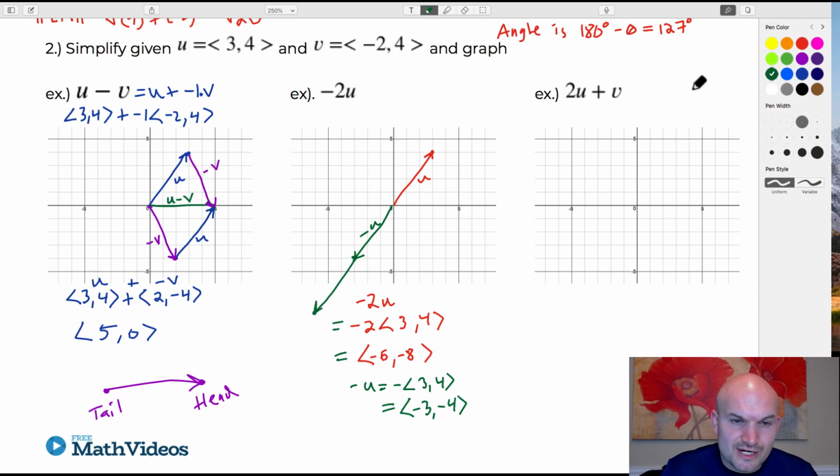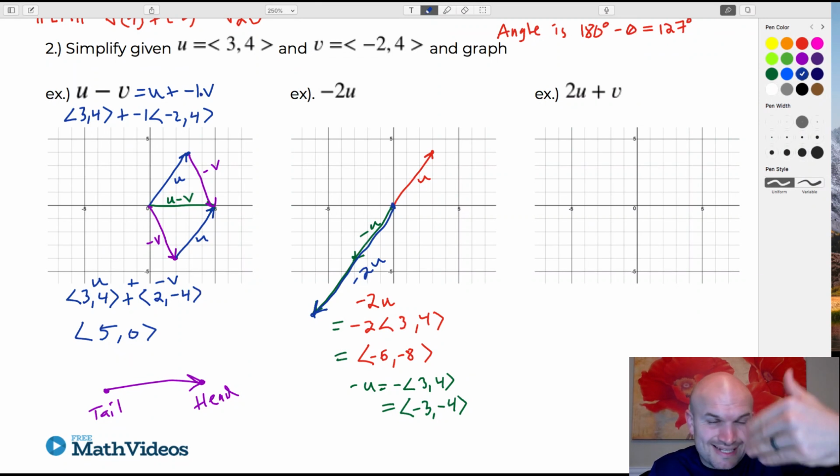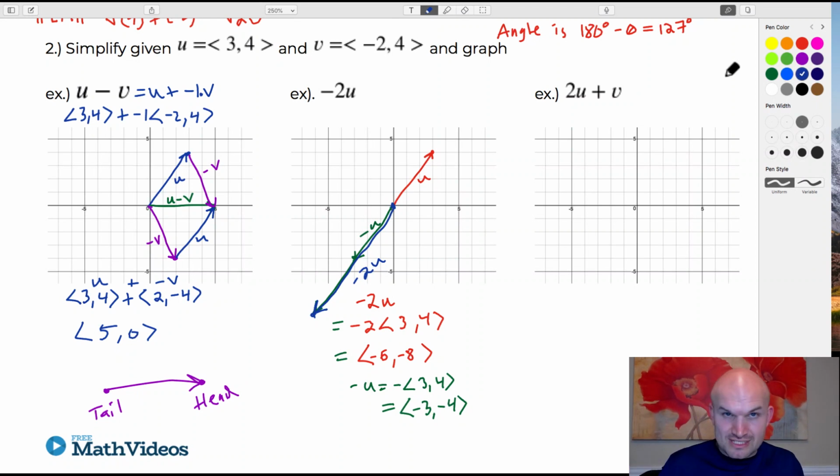So you can see here that this vector is negative 2u. So it's double the length of u, and the negative is actually reflecting it about the origin, or going in the exact opposite direction. So that's what the negative does. And the scalar basically either expands, multiplies the length of the vector, or it could also shrink the length of the vector.